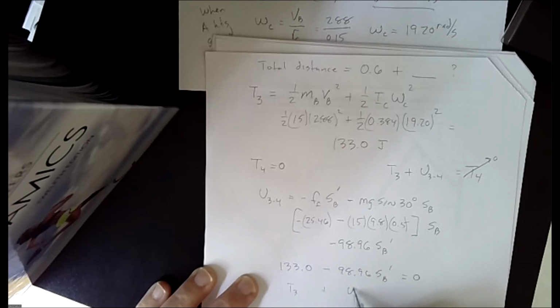So if we go ahead and solve, we get SB equal to 1.34 meters, SB prime. So we know the total distance is going to be plus 0.6. So S equals 1.94 meters. And there's our answer. All right. Any questions on that? Make sense?